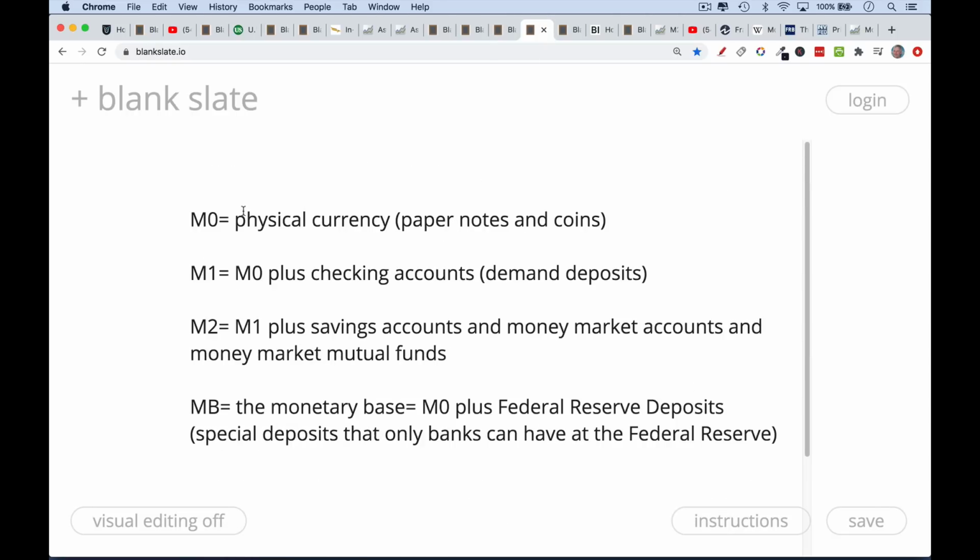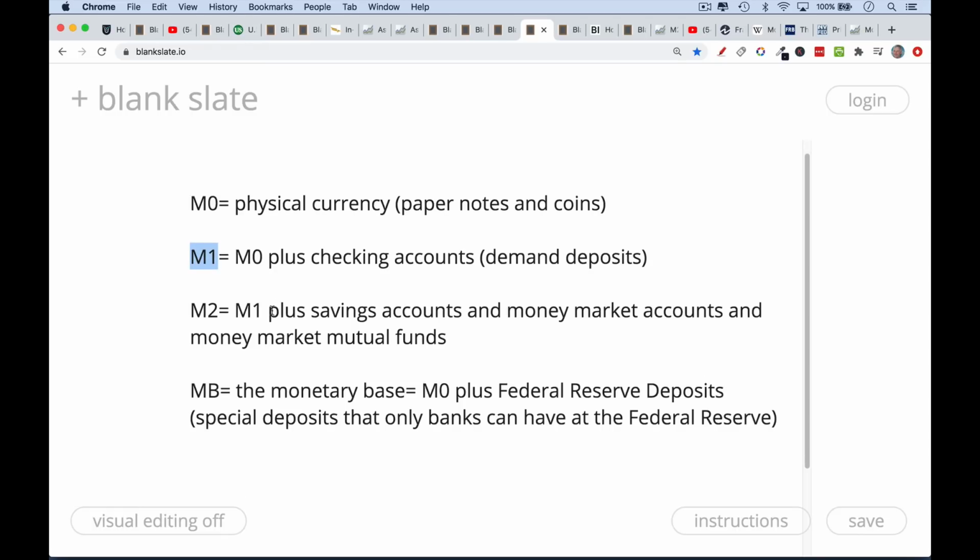Let's briefly go over the terminology, because you'll see this around, and you'll probably see it in future videos of mine. M0 is physical currency, paper notes and coins. See, these are different levels of the money supply. So that's M0, just dollar bills and coins. M1 includes M0 plus checking accounts, what are called demand deposits. It includes a couple other small things, but it's basically all the paper money and coins, plus checking accounts. That's M1. M2, and again, these are measurements of the money supply, is just M1, so physical currency, checking accounts, plus savings accounts, money market accounts, money market mutual funds.